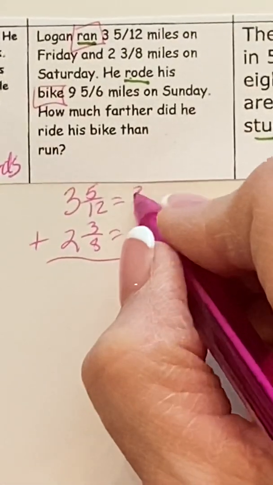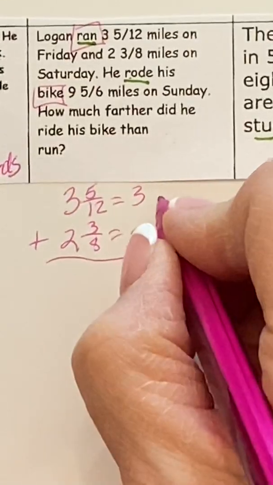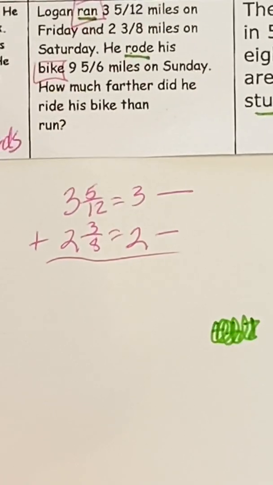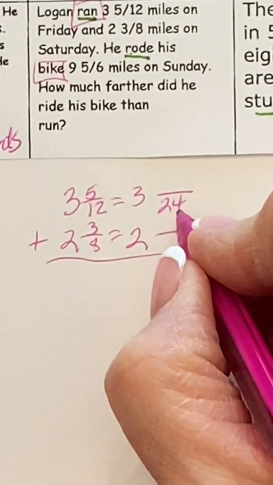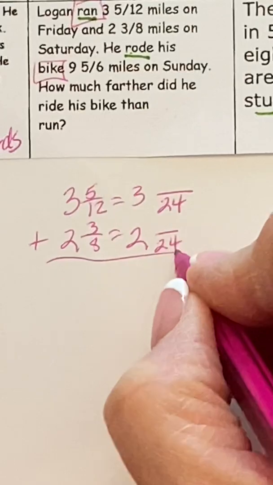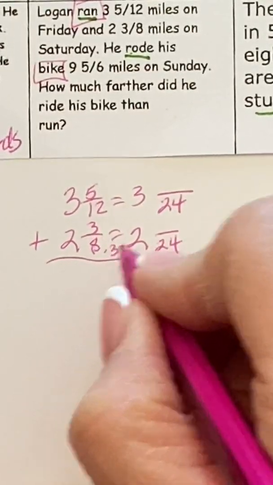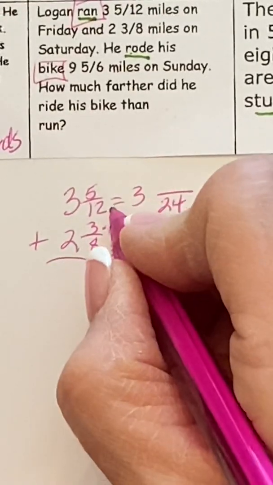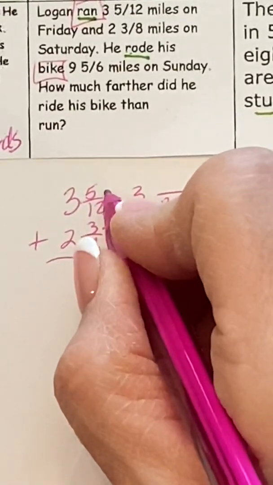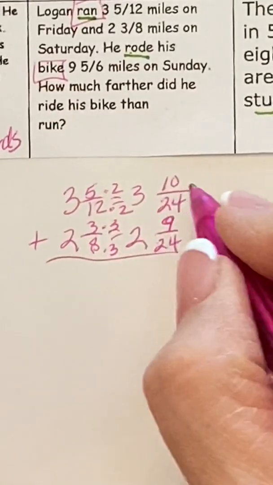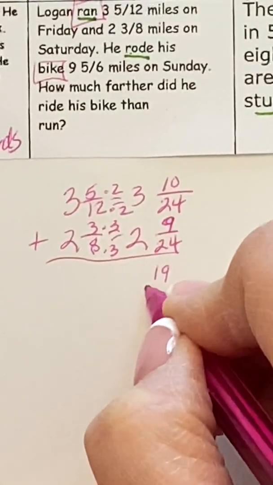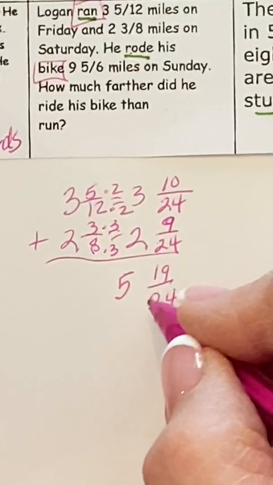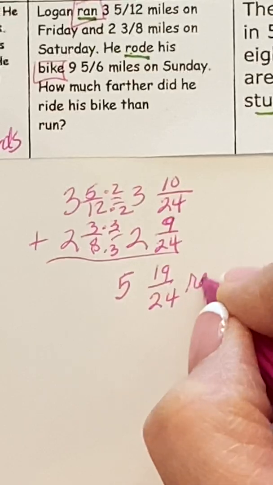What's the least common denominator of 12 and 8? We have to have those alike before we can do any type of adding. If you said 24, you're right. 8, 16, 24. Okay, we'll do this one first. 8 times 3 is 24, so 3 times 3 is 9. 12 times 2 is 24. 5 times 2 is 10. So 10 plus 9 is 19/24ths. And 3 plus 2 is 5. So that is what he ran.